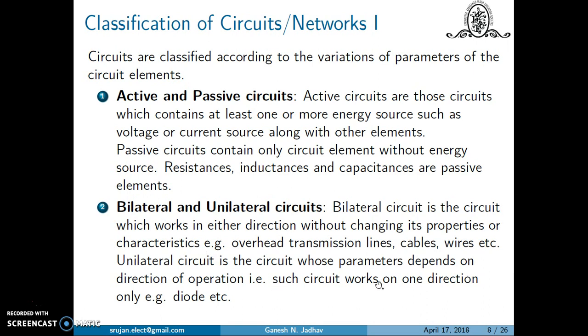A unilateral circuit is a circuit whose parameters depend upon the direction, one that works in only one direction. Let us consider the example of a diode. A diode conducts only when it is forward biased. When it is reverse biased, it will not conduct, so it will be in the blocking state. So we can say that a diode is a unilateral circuit.